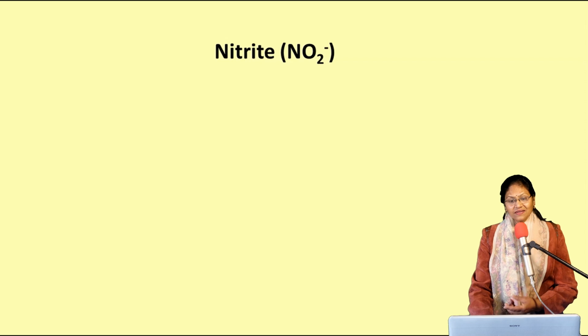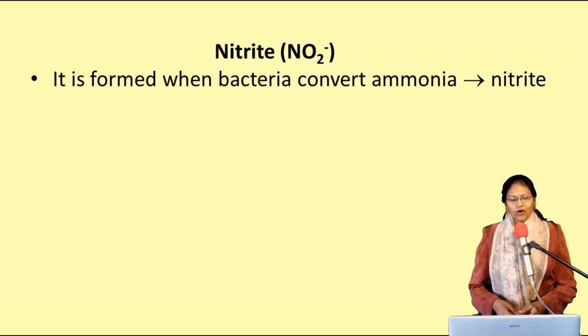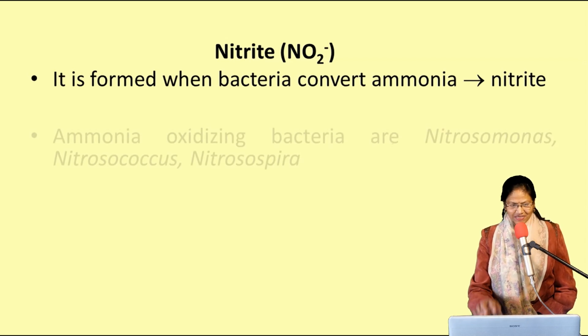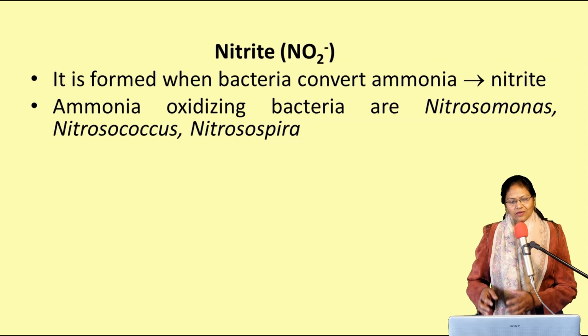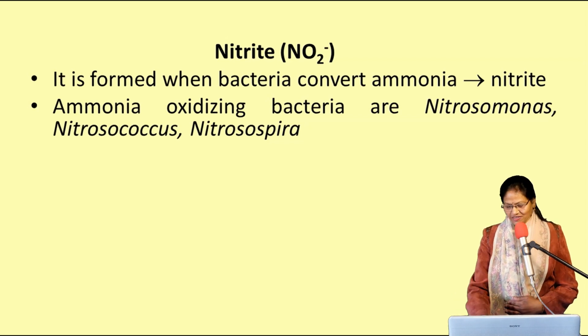Then comes the nitrite. It is formed when bacteria convert ammonia into nitrite. So this conversion takes place with the help of bacteria. Let's see which bacteria. There are ammonia oxidizing bacteria. The examples are Nitrosomonas, which is the most common one, Nitrosococcus, and Nitrosospira. So these are the group of bacteria which can convert ammonia into nitrite.